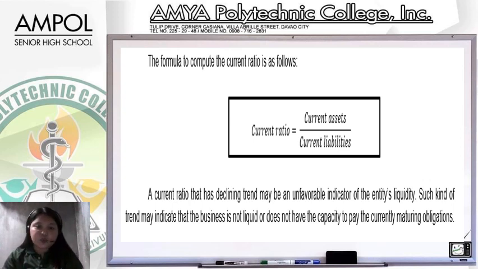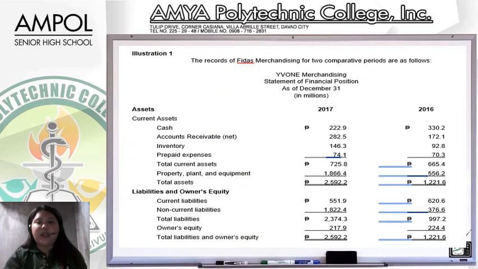A current ratio that has a declining trend may be an unfavorable indicator of the entity's liquidity. Such a trend may indicate that the business is not liquid or does not have the capacity to pay the currently maturing obligations. Here, we have an example. The records of Vida's merchandising for two comparative periods are as follows. Or sorry, it's Yvonne merchandising.